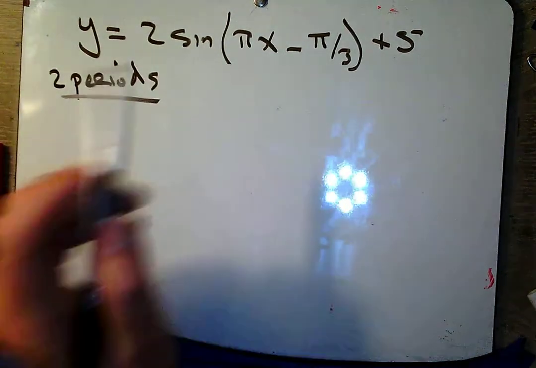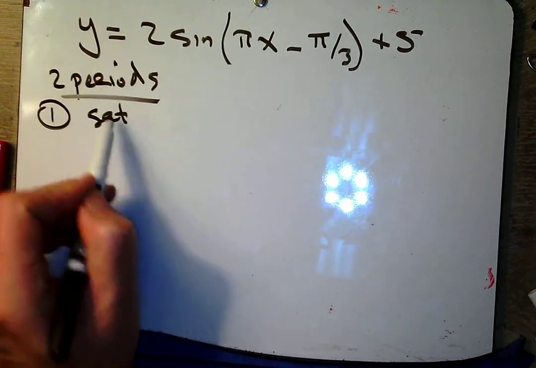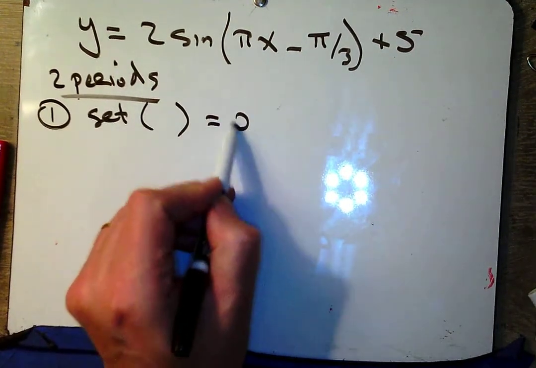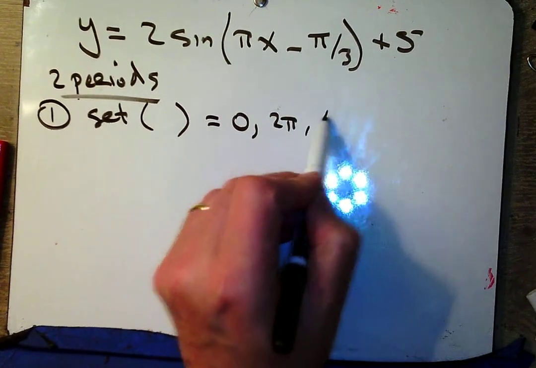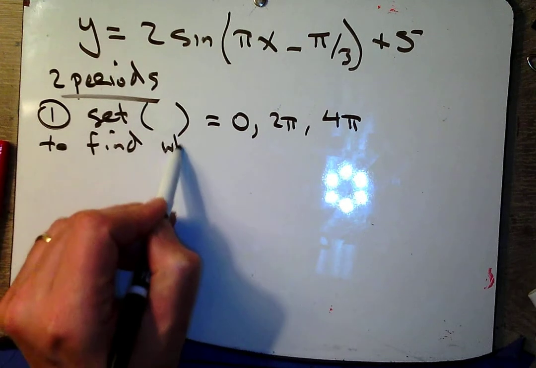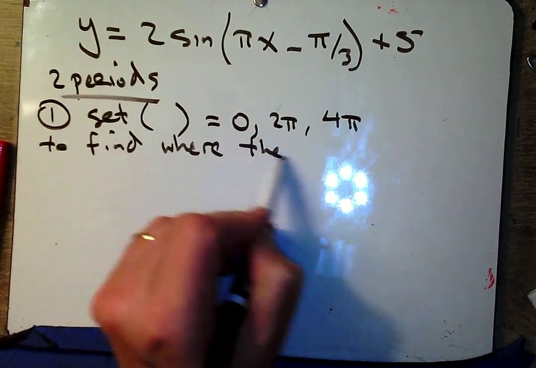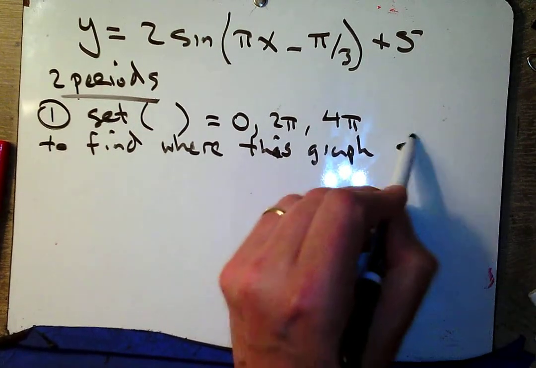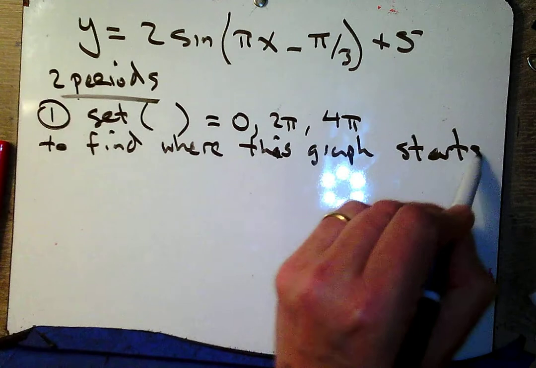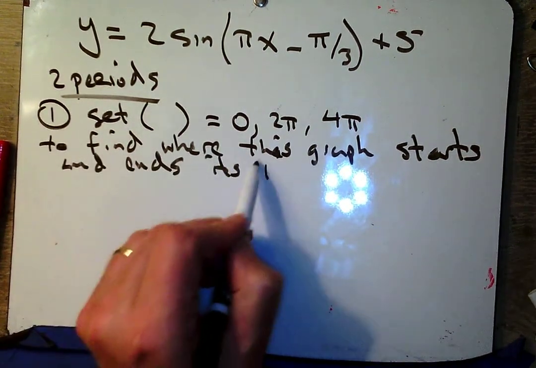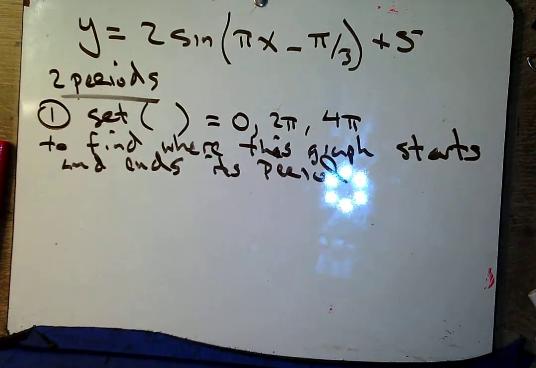So, step 1, set the argument, i.e. the stuff in parentheses, equal to 0, 2 pi, and 4 pi to find where this graph starts and ends its period. Okay, so what does that look like?